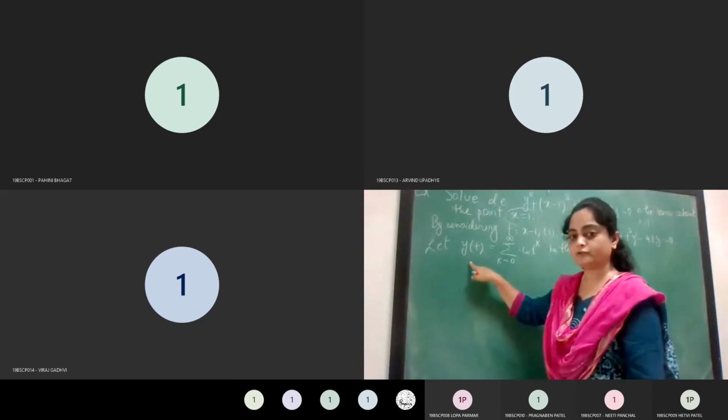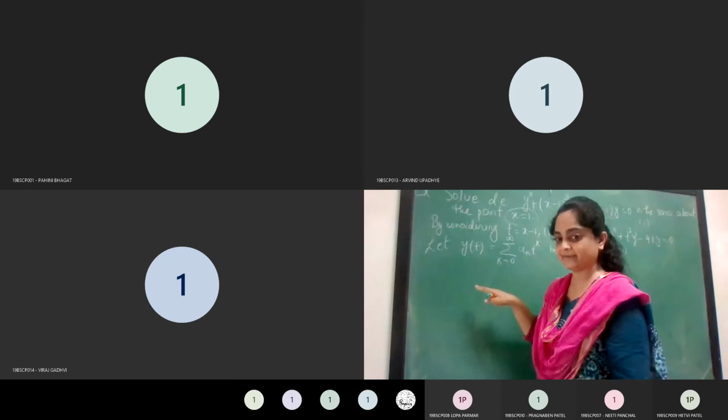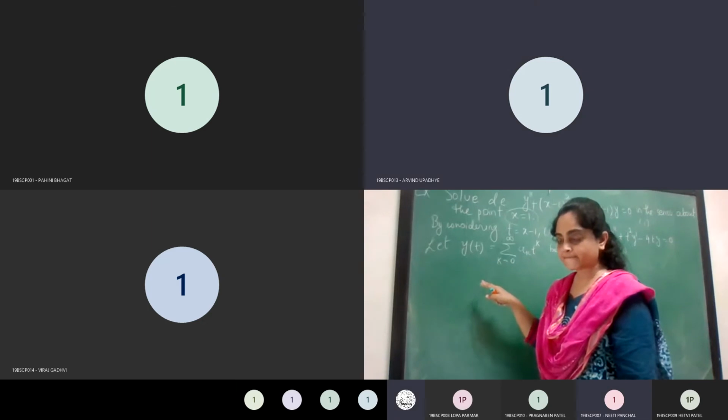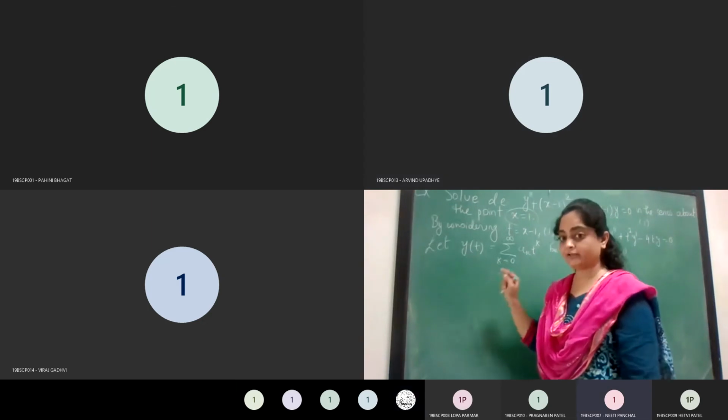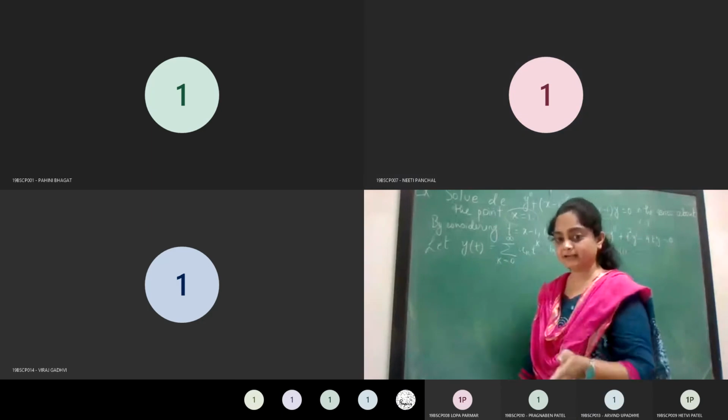Who will give me the next step after this one? What we have to do? Working rule we have seen yesterday. The first step is assume this is the solution. Then the second step is find y dash and find the double derivative. Very good. Find y dash and y double dash.